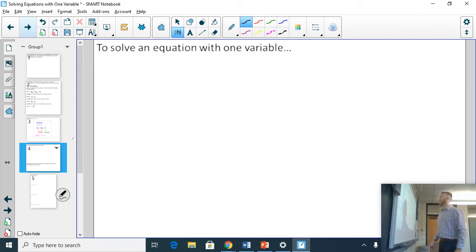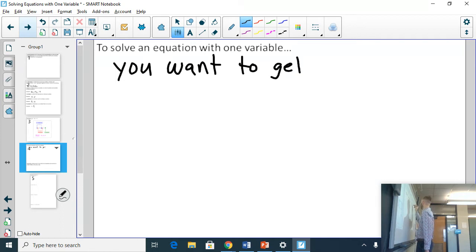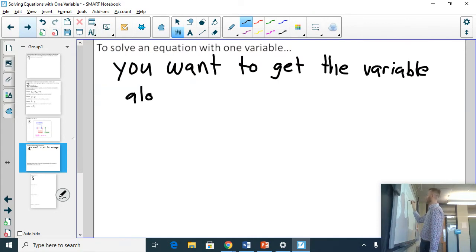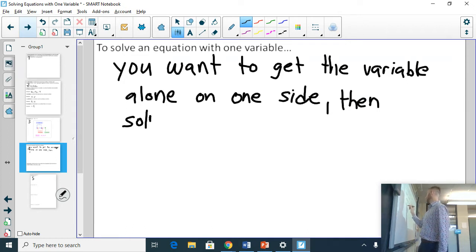Now to solve an equation with one variable, you want to get the variable alone on one side, then solve. And we'll go over an example really quickly.